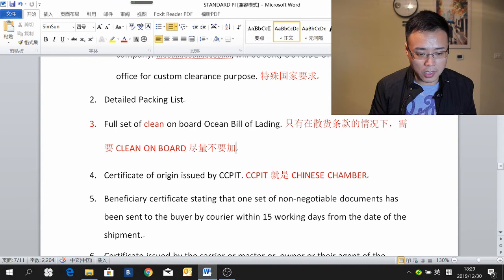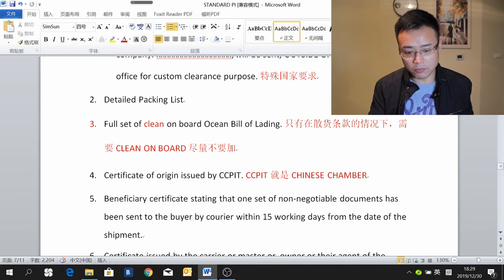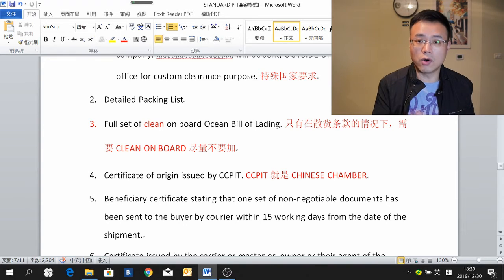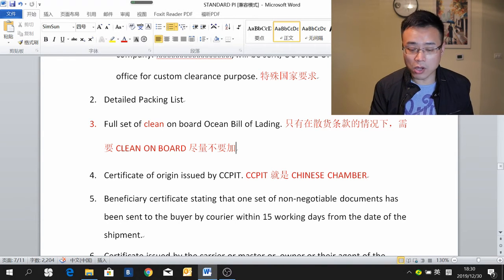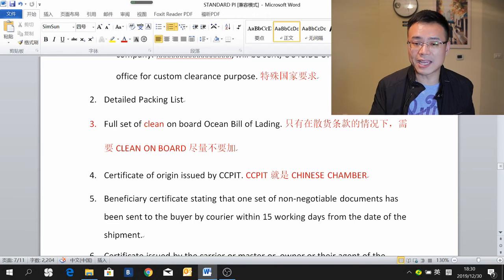So try to avoid clean on board. For our client, they always ask for clean on board. It's not only required by the client, but also required by the LC issuing bank. They want the cargo to be clean. That means no obvious damage to the cargo surface or cargo condition or cargo packages.